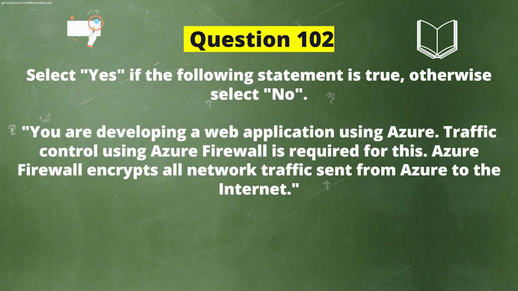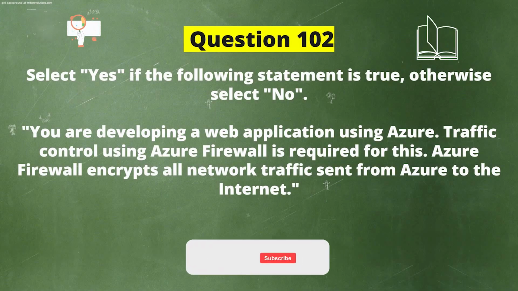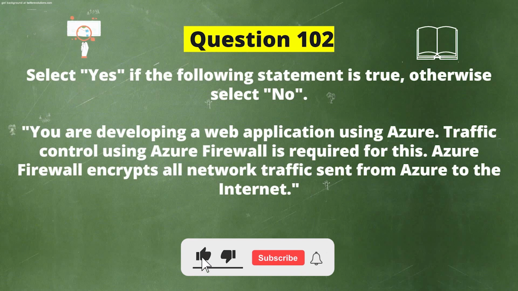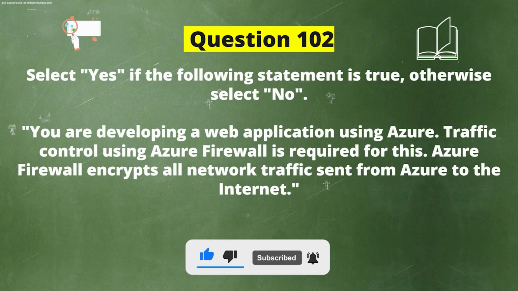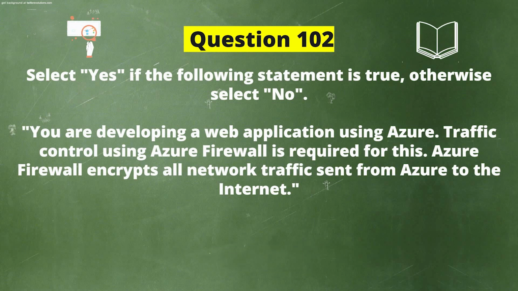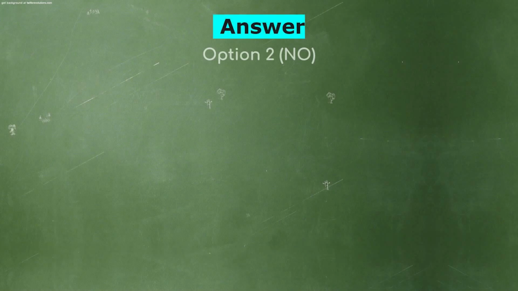Next question. Select yes if the following statement is true. Otherwise, select no. You are developing a web application using Azure. Traffic control using Azure Firewall is required for this. Azure Firewall encrypts all network traffic sent from Azure to the internet. Is it yes or no? And the correct answer is no.